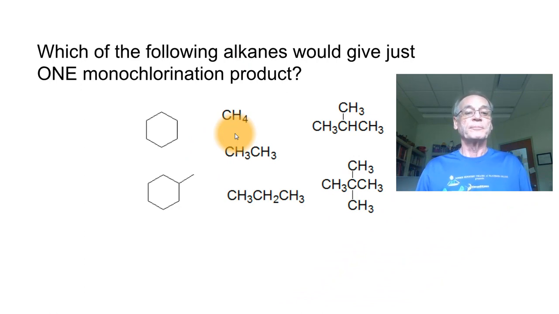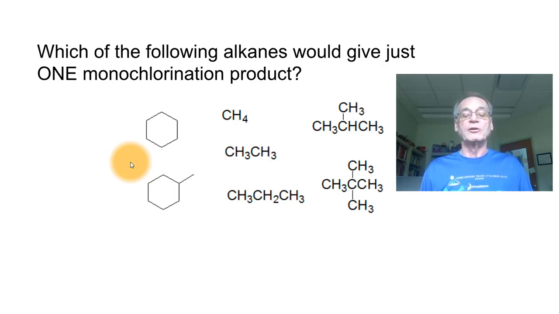So let's just do one more thing. If I gave you an alkane, could you tell me how many possible products you would get? And specifically, are there any alkanes that would give you essentially just one product, essentially 100% of a monochlorination product? So looking at these 7 molecules that I picked out here, which of them do you think would give you just one possible monochlorination product?